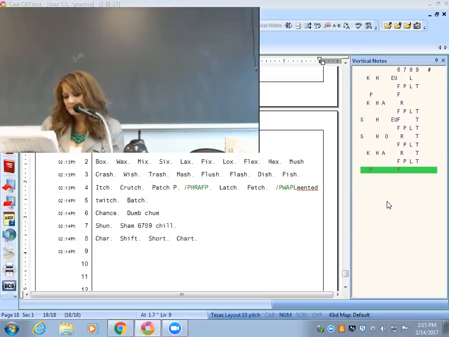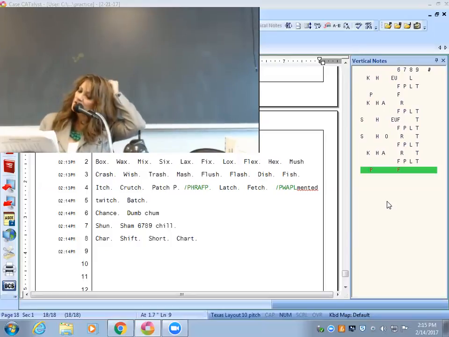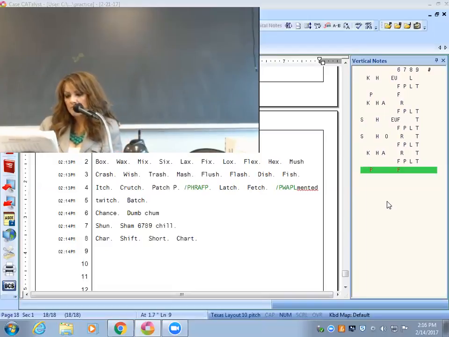Patch, switch, char, hem, tend, purge, stack, pluck, fix, switch, sham, churn, fetch, switch, chance, box, plum, crack, tent, tend.